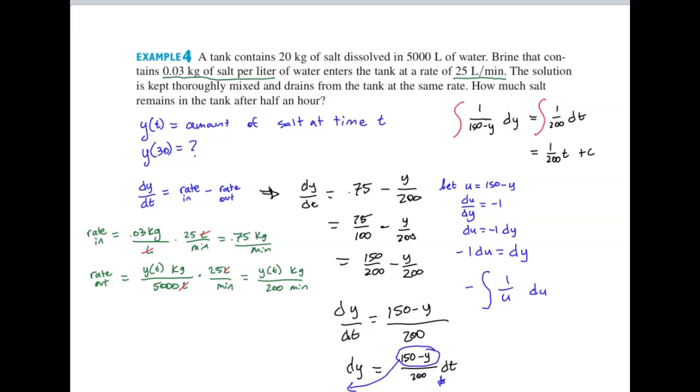All right, antiderivative of 1 over u is what? This is a special case. You can't just use power rule. So it's going to be negative natural log u, which then replacing the u gives me negative natural log of 150 minus y. So there we go. Now I have negative natural log absolute value 150 minus y.